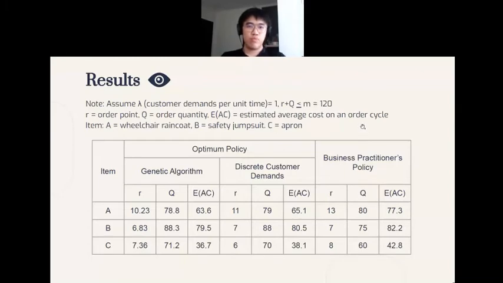I will now explain the effect of the QR policy on healthcare apparel product management. So we will assume the customer demand per unit time is 1, and the maximum point of the order point and the order quantity is 120.